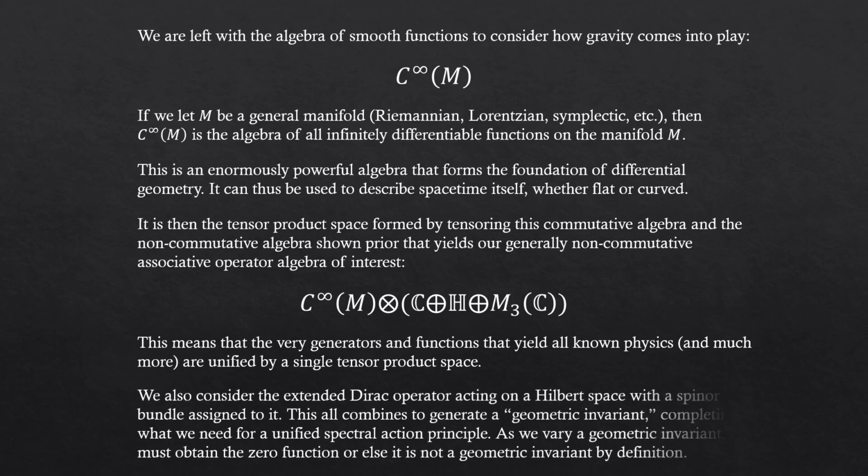We also consider the extended Dirac operator acting on a Hilbert space with a spinor bundle assigned to it. Remember that was L2 of M and S. And then we have the Dirac operator acting on that Hilbert space. This all combines to generate a geometric invariant when we consider the context of this algebra as well. And that's where we get our spectral triple. And that completes what we need for a unified spectral action principle. Because as we vary a geometric invariant, and the geometric invariant we'll call S, we must obtain a zero function, or else it's not a geometric invariant by definition.